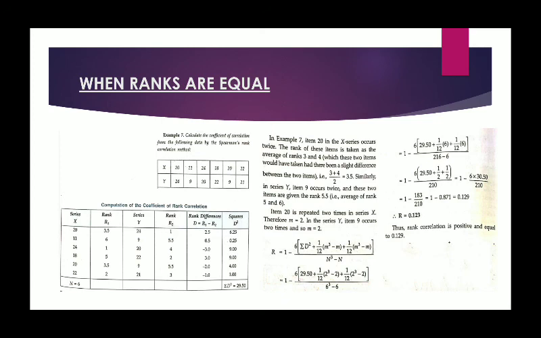But in this case, the formula changes. Yes, it becomes a bit complicated. Here we are getting the formula as r equal to 1 minus a fraction where the numerator is 6 times the summation d square plus 1 by 12 m cube minus m plus 1 by 12 m cube minus m. Why is this repeated twice? Because there are two clashes. There are two repetitions. One in case of series X, another in case of series Y.